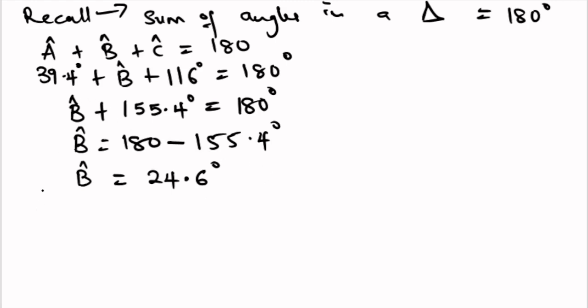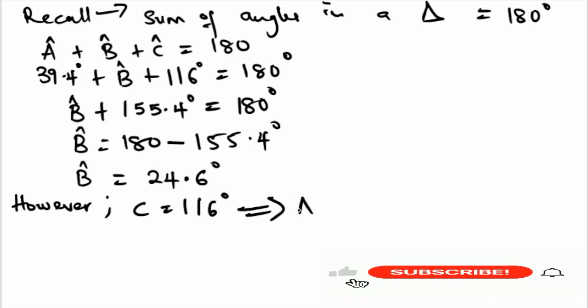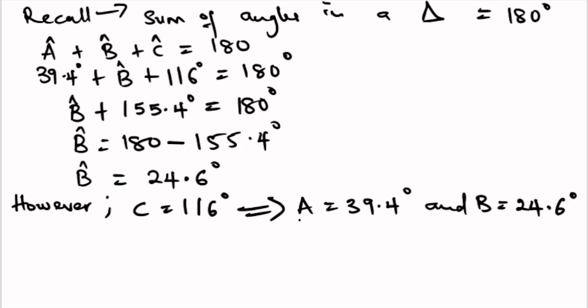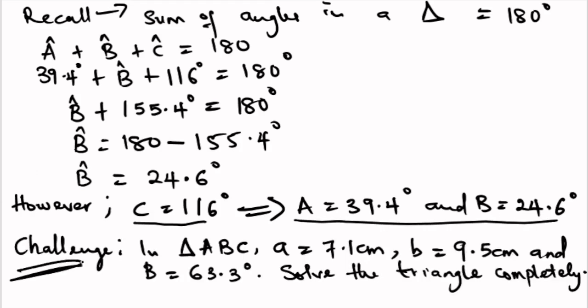So to conclude this question, we're given angle C as 116 degrees. Thus, we're able to get the answer for A, which is 39.4 degrees, and B, which is 24.6 degrees, because the question said we should get the remaining angles. So if we're given angle C, we've been able to get A and B. So I'll leave it to this challenge.